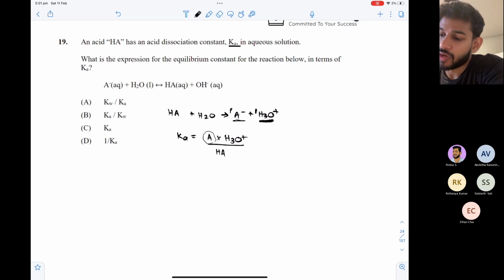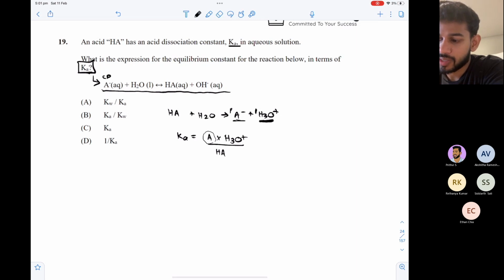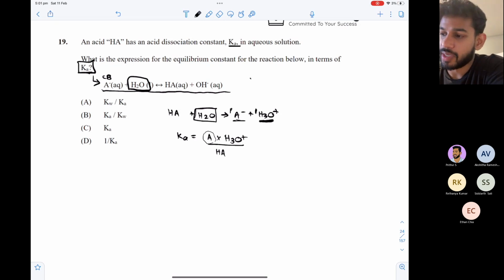Now here they've asked you, what is the expression for the equilibrium constant for the reaction below in terms of Ka? So let's find, what is the equation here? This is a Kb equation. Do we all realize that? This is a conjugate base combining with water. This is the acid combining with water. Okay, so what's Kb equal to?